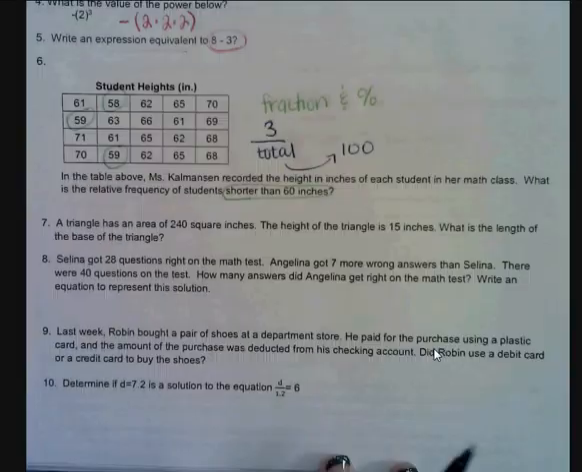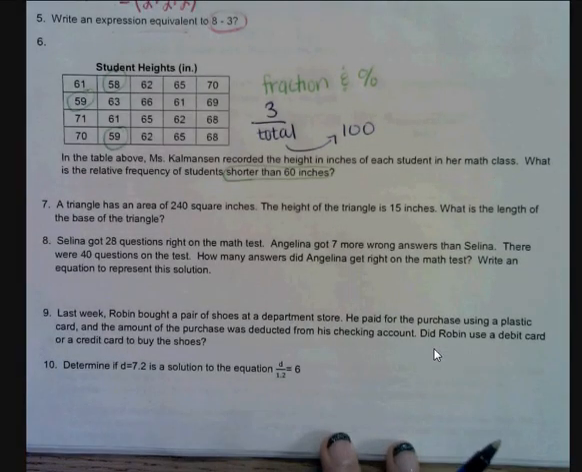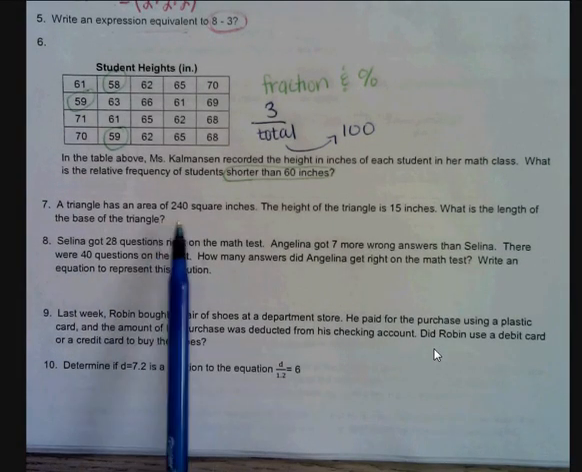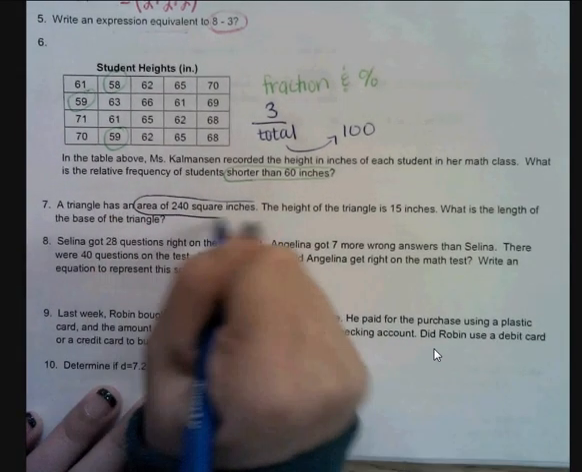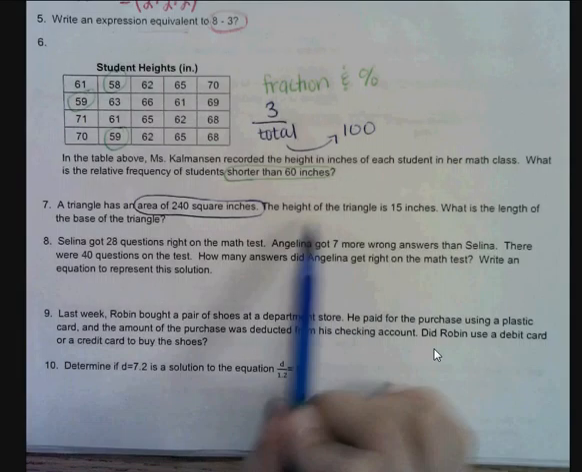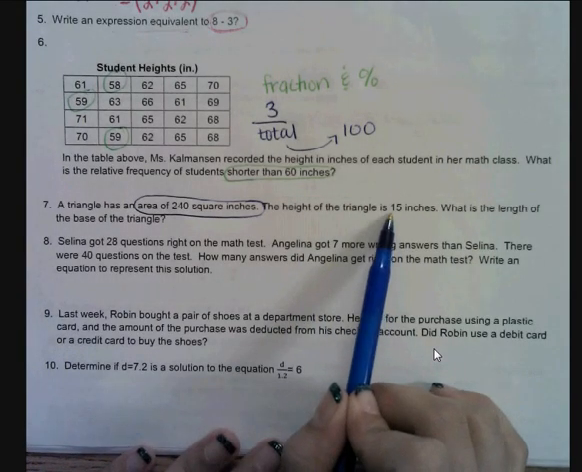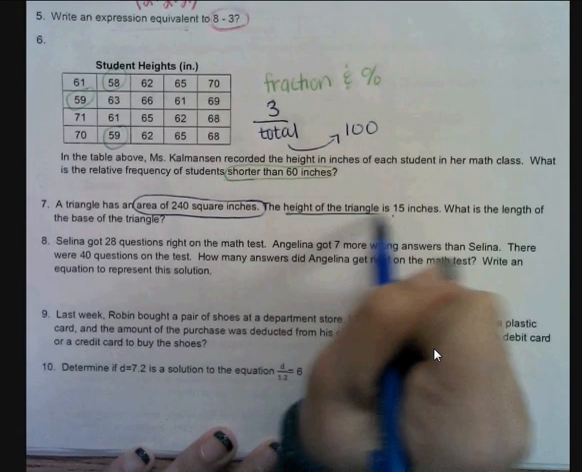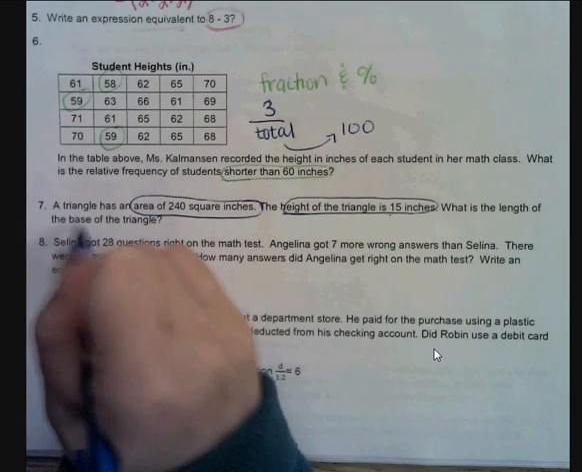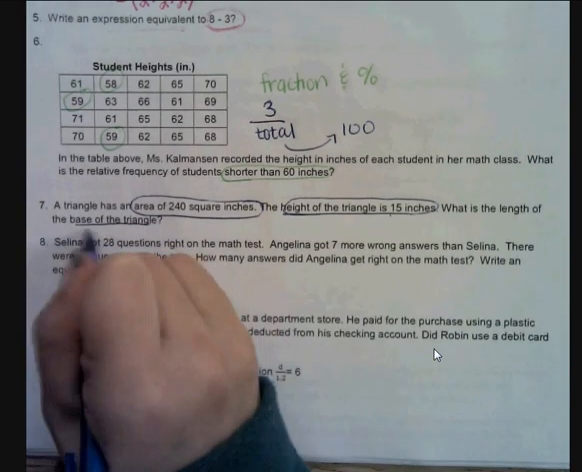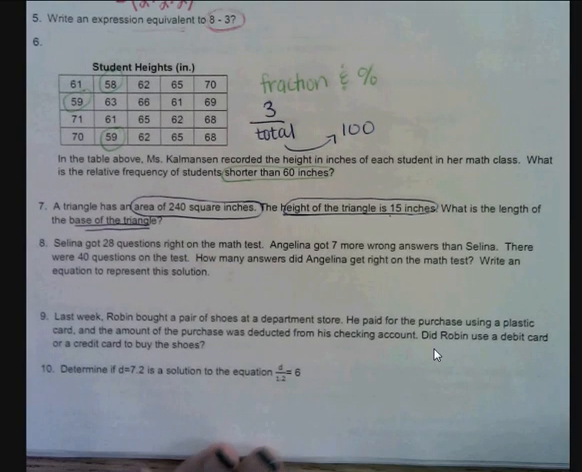Let's look at number 7. A triangle has an area of 240 square inches, okay? So we are in a triangle and we have an area. The height of the triangle is 15. So we know the height is 15. What is the length of the base of the triangle? So we're trying to figure out what is the base, okay?